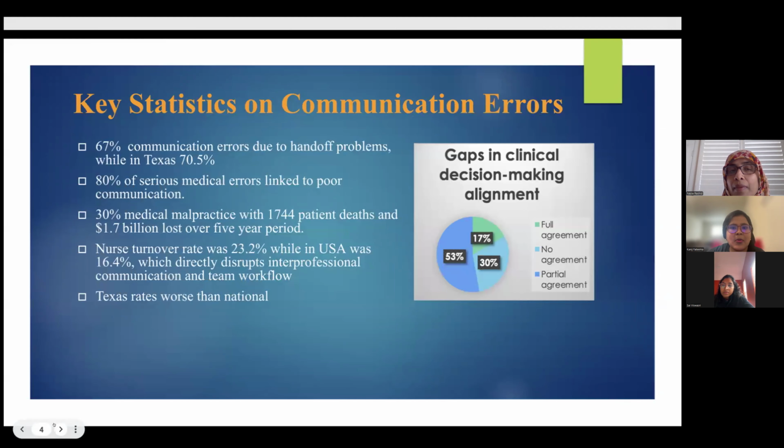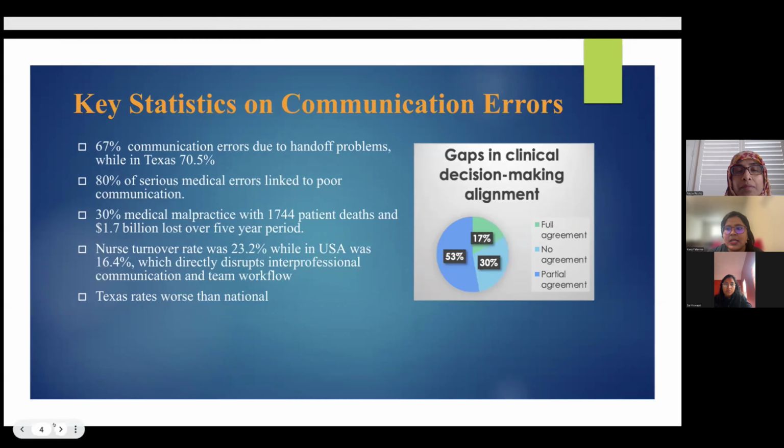Now we will discuss our national and state level statistics, which give us the prevalence of this issue. According to the Joint Commission, in 2026, around 67% of communication errors occurred due to handoff errors, which increased the 30% of medical malpractice cases, which are associated with 1,744 patient deaths over 5 years and increased costs by 1.7 million. In the case of Texas, the rate is 70.5%.